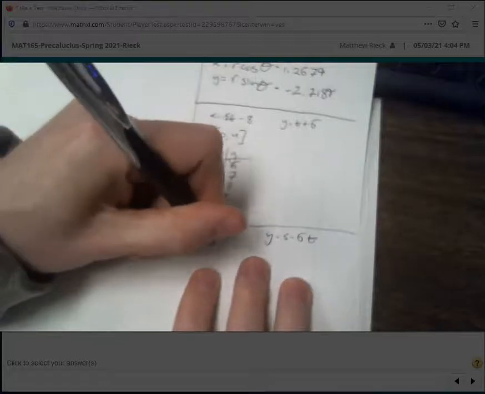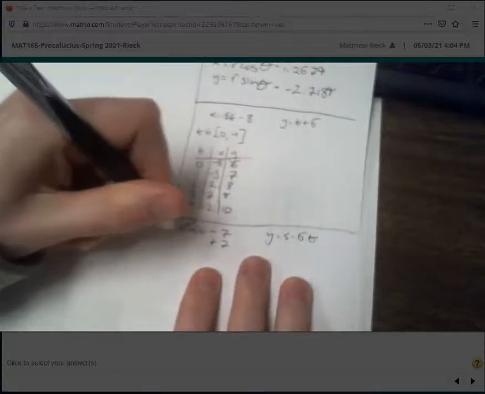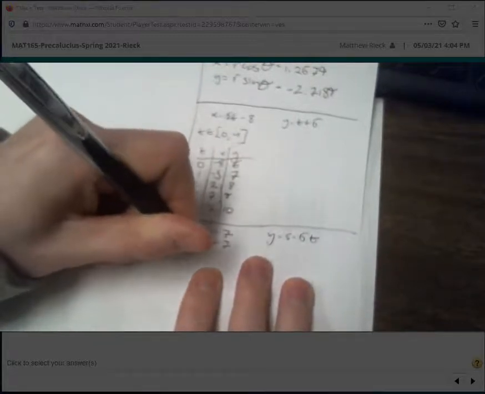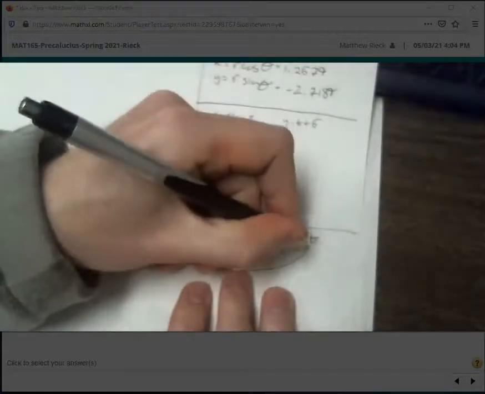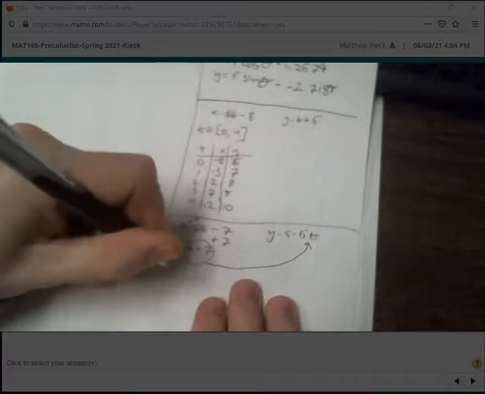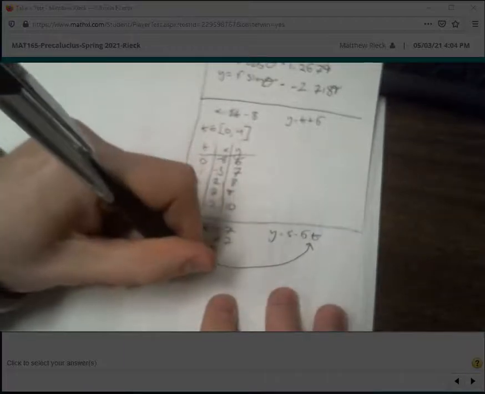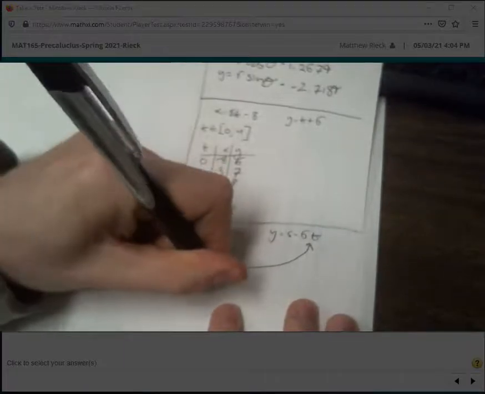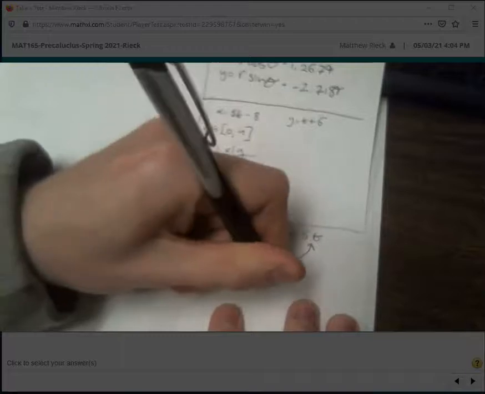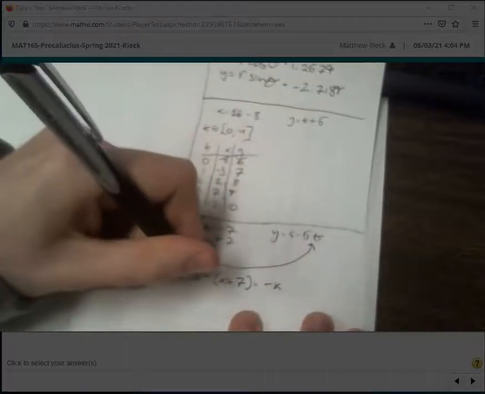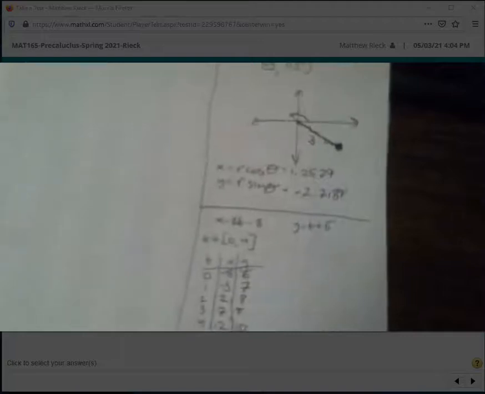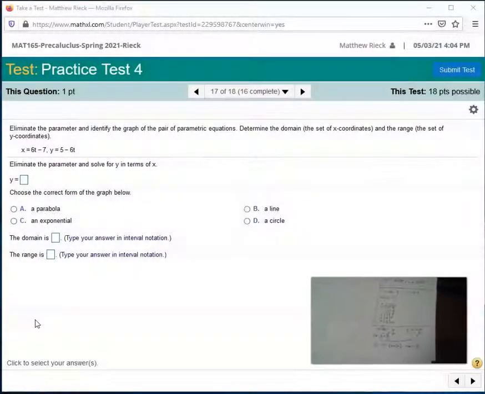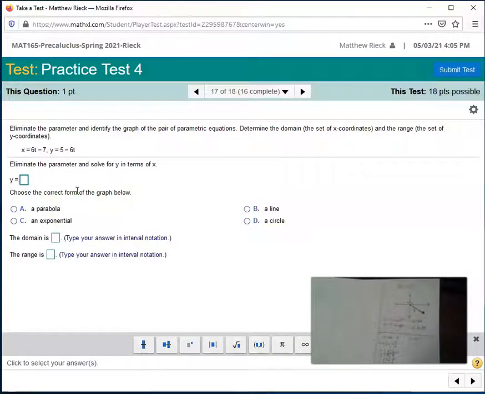So to do that, I'm just going to add a 7 to each side. So we have 6t equals x plus 7. Right? And I'm just going to plug this x plus 7 in for 6t in my equation for y. So now we have y in terms of x is going to be 5 minus x plus 7, which is going to be negative x. And then we're going to have 5 minus 7, which would be minus 2. So we have y equals negative x minus 2.